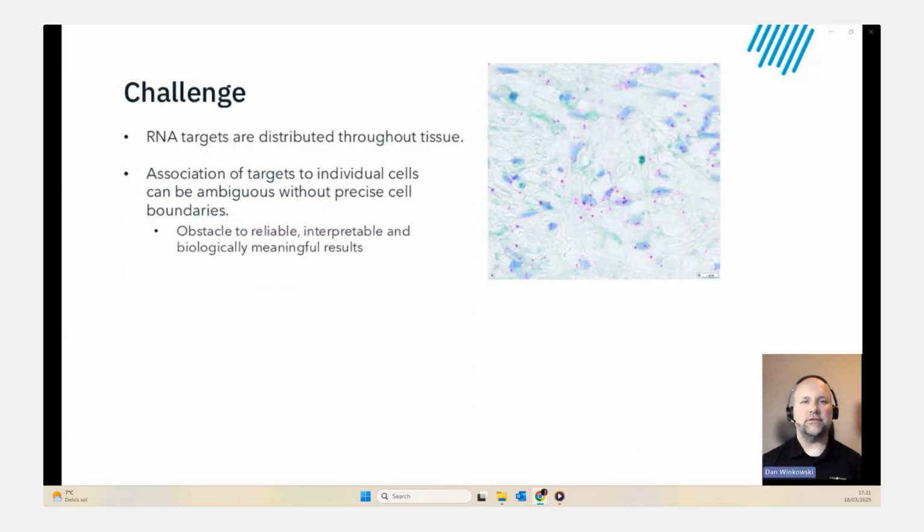To understand why segmentation is so important, let's take a step back. When we analyze gene expression in tissue samples, we're dealing with RNA signals scattered throughout the tissue. But to make sense of this data, we need to assign each RNA dot to its correct cell.